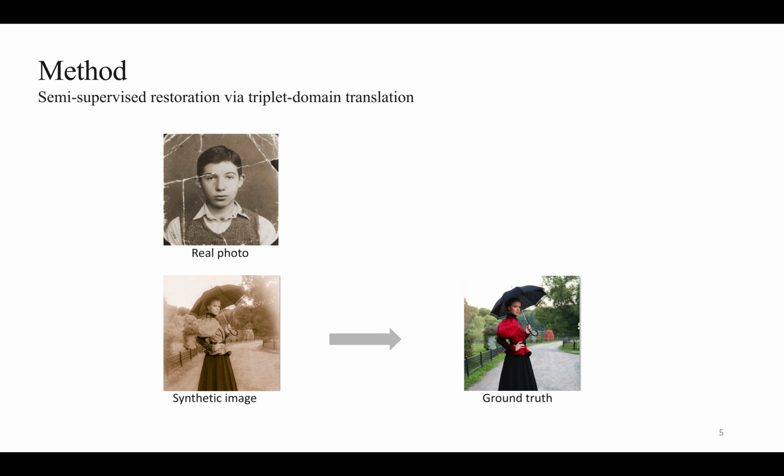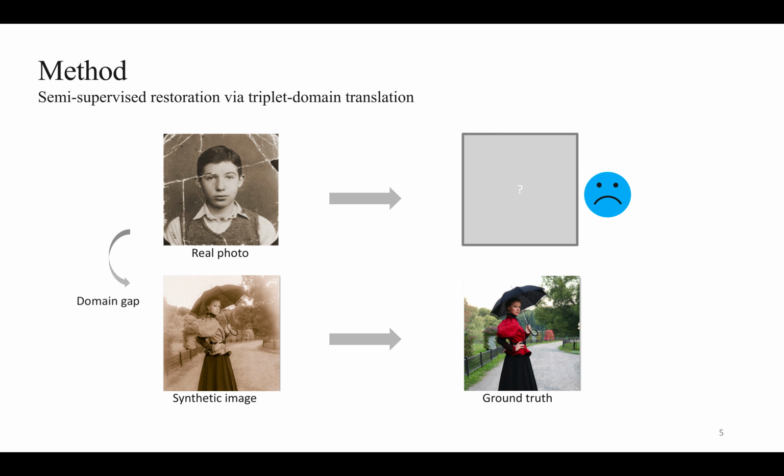Ideally, we can train a network on synthetic datasets. However, the real degradation can be rather complicated, and there is always a gap between the synthetic images and real photos. So the learned network may not generalize well on real ones.